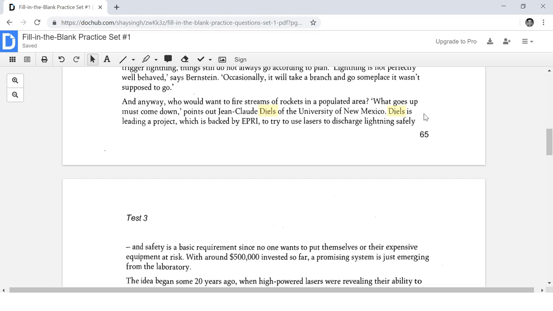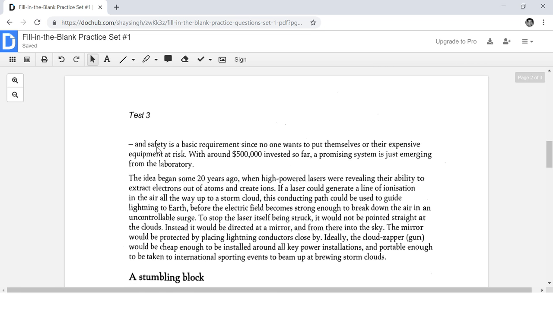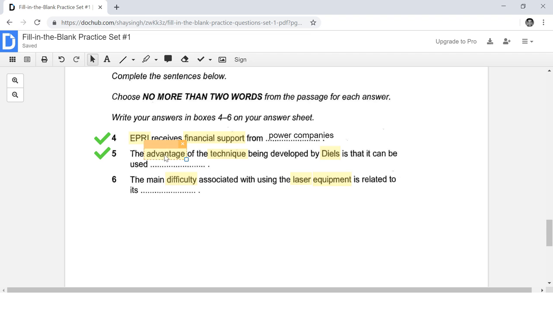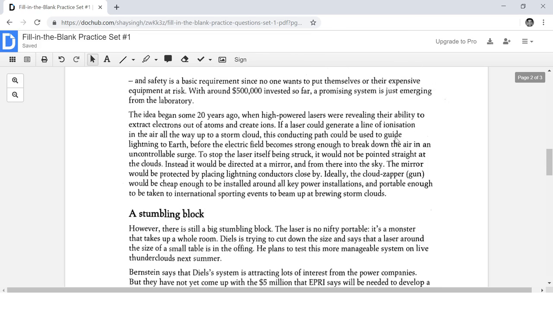So here we go. DLs is leading a project which is backed by EPRI to try to use lasers to discharge lightning safely. And safety is a basic requirement since no one wants to put themselves or their expensive equipment at risk. Okay, so we have to find something related to the advantage. So we have to specifically look for the advantage that this technique being developed by DLs offers. So what advantage does it offer?